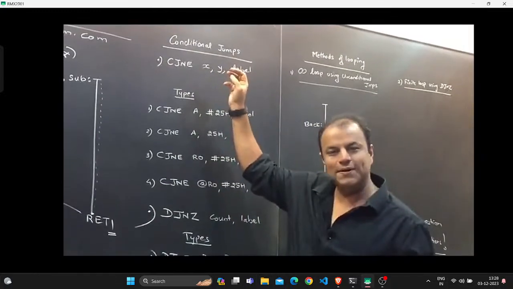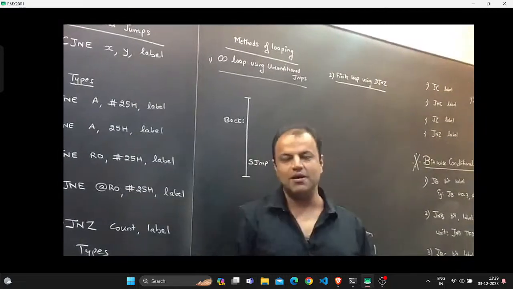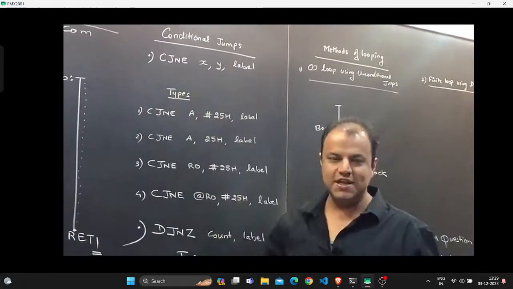Now, what we're learning is a list of conditional jumps from here to here. All of them are conditional jumps, different types of conditional jumps. So there's something called CJNE.